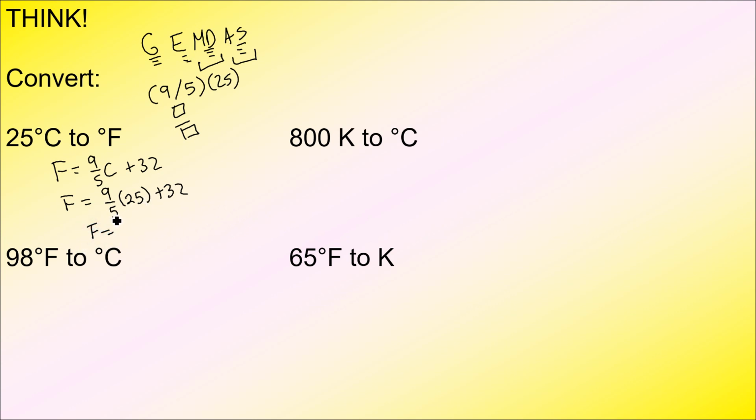If you want to do it by hand, here's what we would do. We would cross cancel this 5 and 25, and that gives us 5. I actually divided that. And 9 times 5 is 45. And I'm going to add the 32 to it. And that gives me F equals 77 degrees. So what we're saying is 25 degrees Celsius is the same as 77 degrees Fahrenheit.